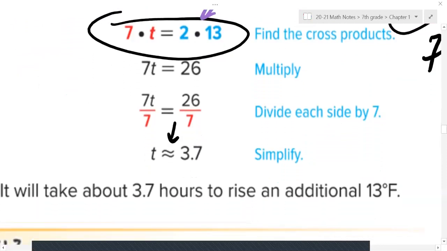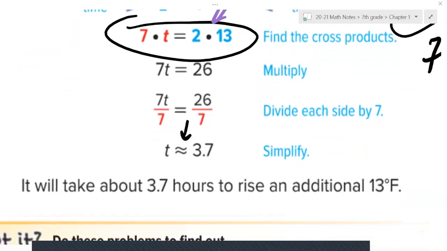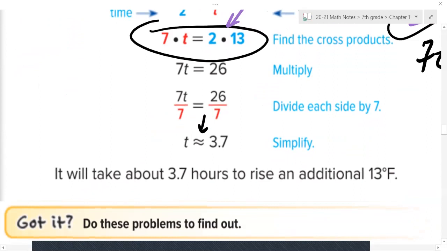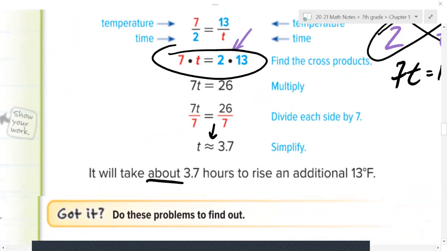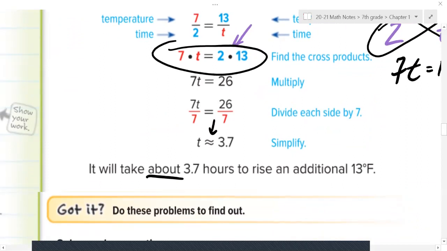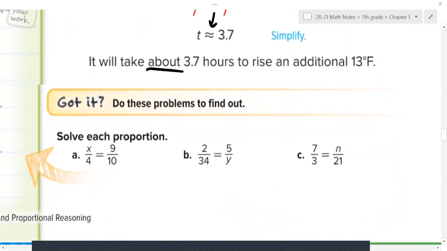And then here's that about symbol, because if you divide 26 by 7, you're going to get a really long decimal in your calculator. So they do about 3.7. They rounded to the nearest tenth. It will take about 3.7 hours to raise an additional 13 degrees Fahrenheit, because we were looking for the amount of time, and that's what this shows right here. So with the cross multiplication, they solved for a variable. Let's put it into practice.